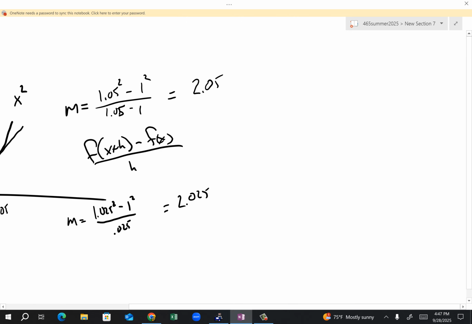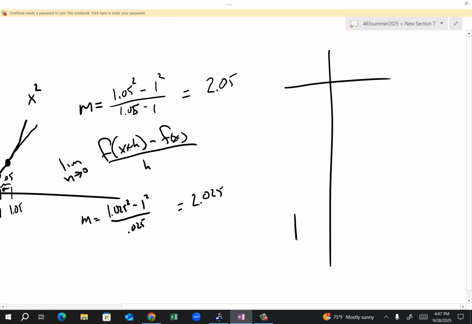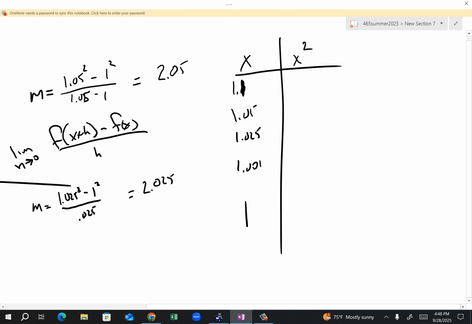In fact, we're going to be taking the limit of this thing as h goes to 0. That right there is the definition of what's called a derivative. Now in section 1, you're going to be doing an approximation of this. Let's find this slope at 1. And then we'll use these various scenarios, like 1.1, 1.05, 1.025, 1.001, et cetera. These are your x's, these are your x squareds, and we'll plug them in, and then we can actually find the rate of change.